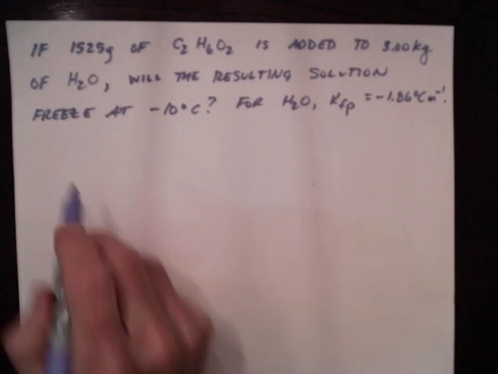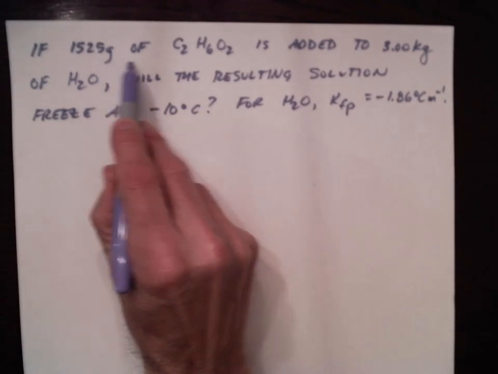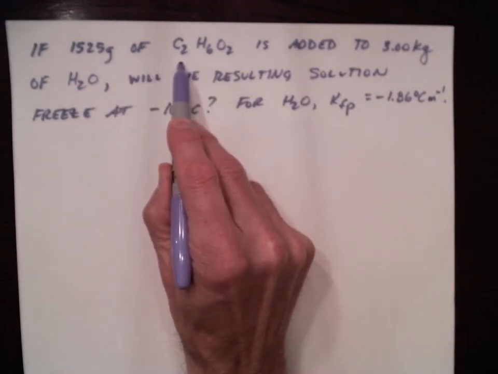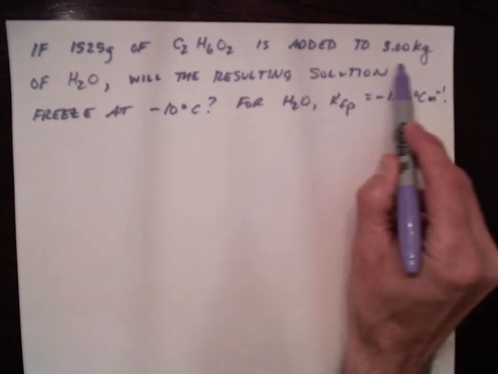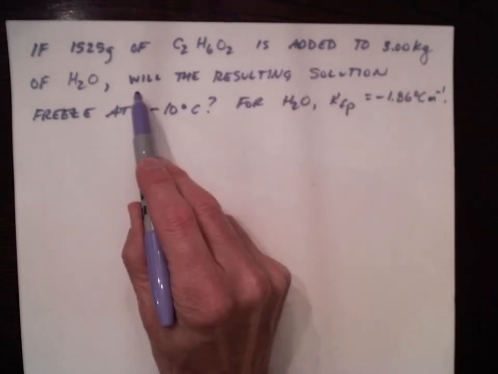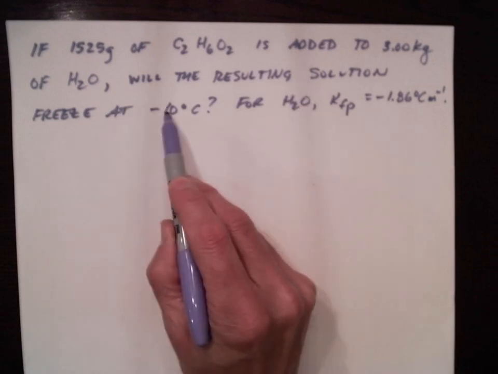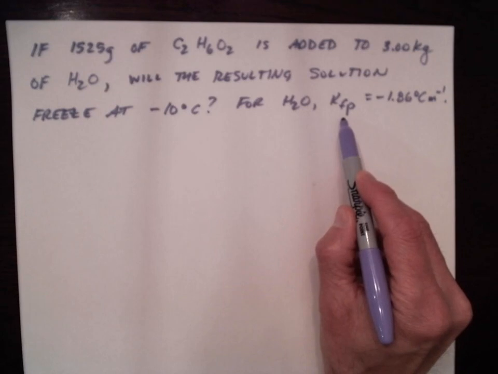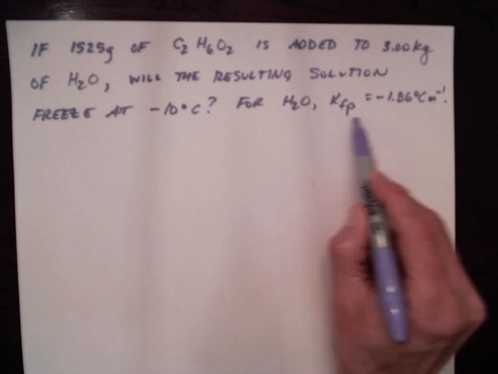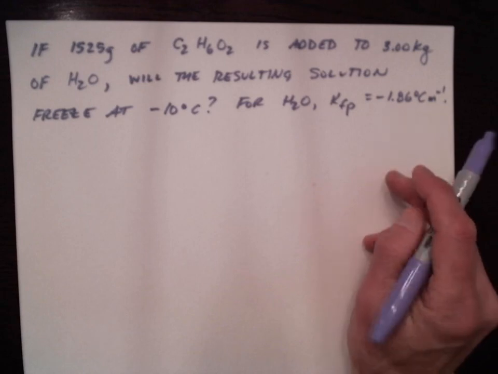All right, let's try this problem. If 1,525 grams of ethylene glycol, C2H6O2, is added to 3 kilograms of water, will the resulting solution freeze at -10 Celsius? For water, the freezing point depression constant is -1.86 degrees Celsius per molal.